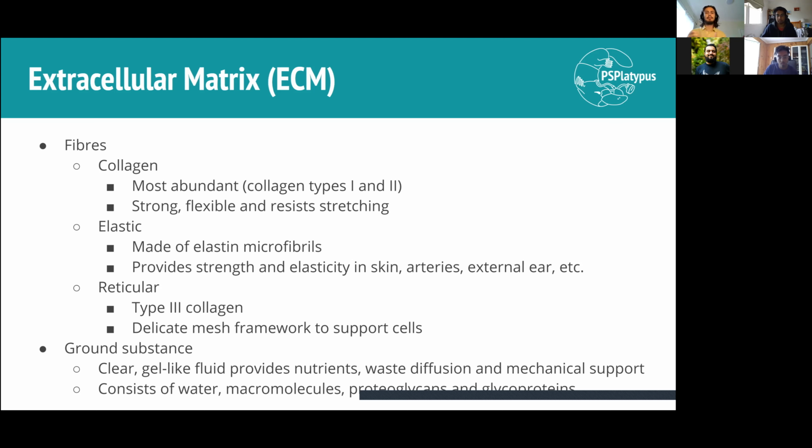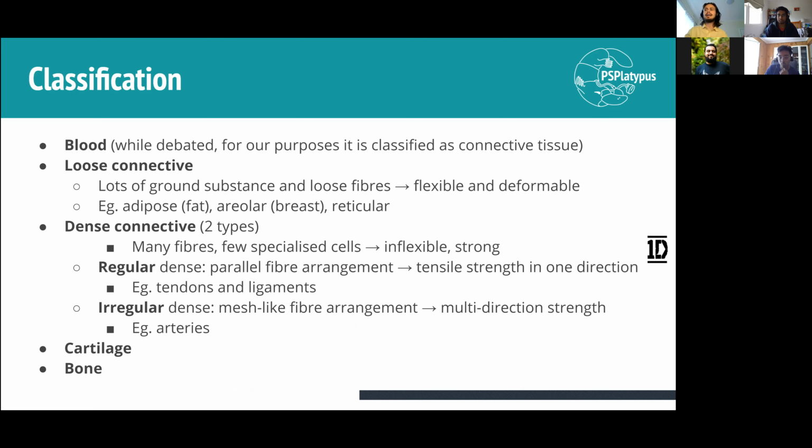And ground substance is made up of water predominantly, a very high percentage is just water, plus some macromolecules, proteoglycans and glycoproteins. The proteoglycans are bound to something called glycosaminoglycans. You don't need to know the details, but the general idea is that those proteoglycans are binding water. So they're sort of keeping water around them, and that's how you retain water inside the ground substance. And glycoproteins, I think, perform a slightly different function, but you don't need to know the details of it. Okay, now in terms of classifying connective tissue.